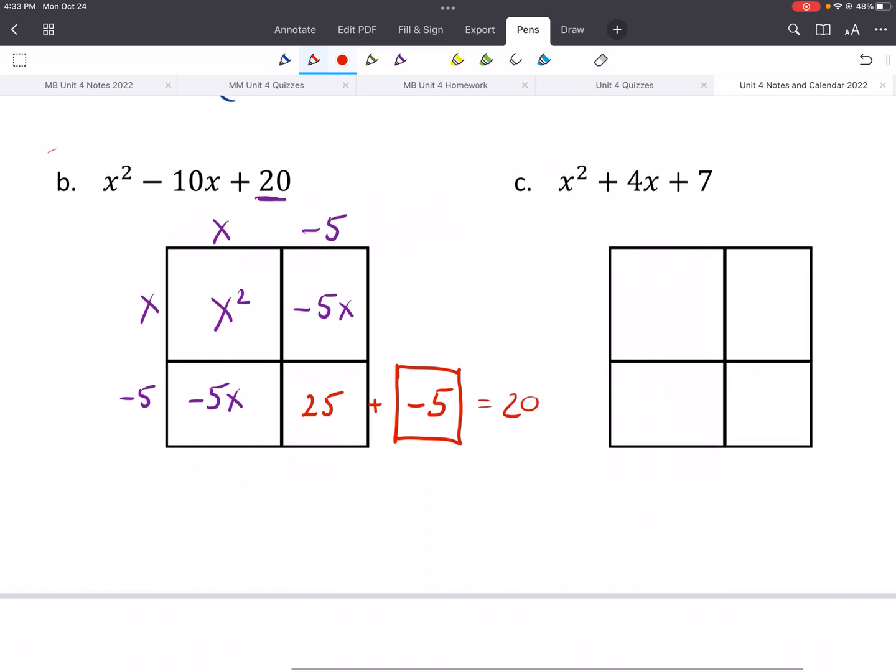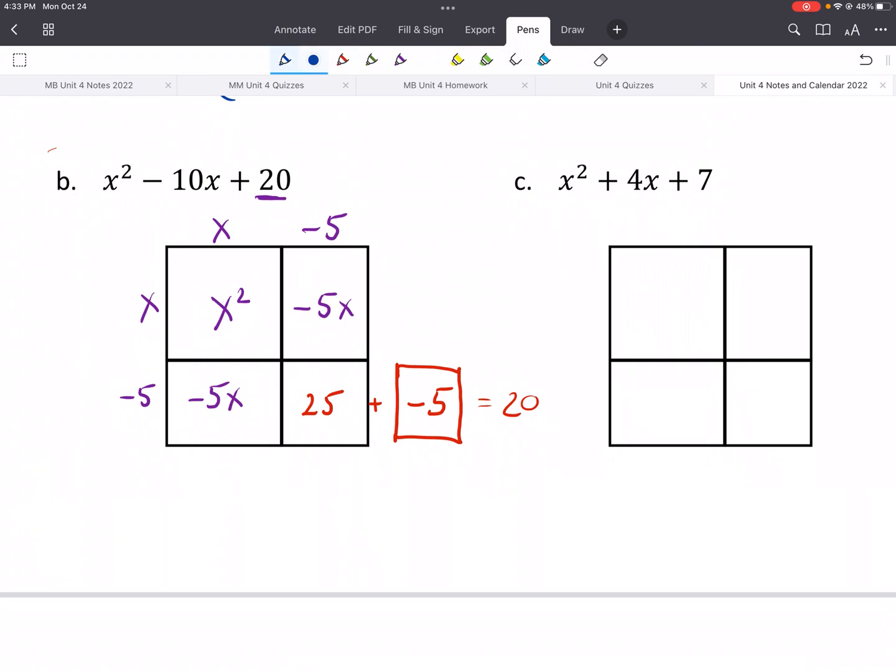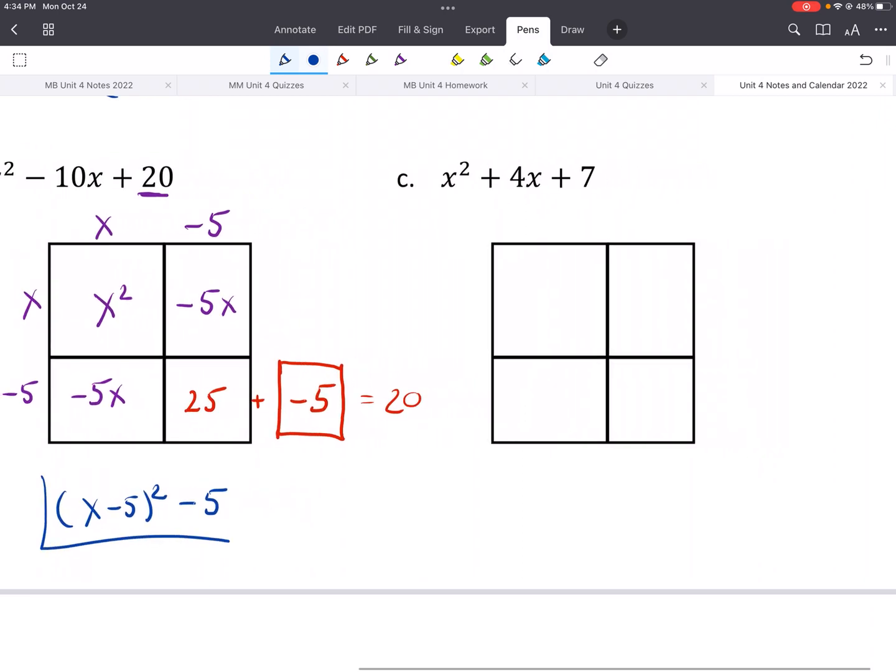Okay? Because we can't just willy-nilly change it. We have to still keep everything balanced or keep the same. Alright, so here we have our binomial squared, so x minus 5 squared, and then we're going to subtract 5 from it so that we haven't changed anything to the expression. And then that's it.